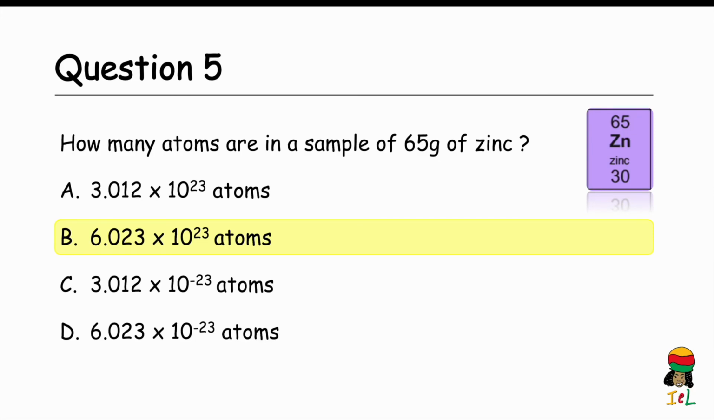The mass number or the atomic mass tells a mass in grams of 1 mole of the element. Therefore, 65 grams is the mass of 1 mole of zinc, and 1 mole of any substance contains 6.023 times 10 to the 23 particles.